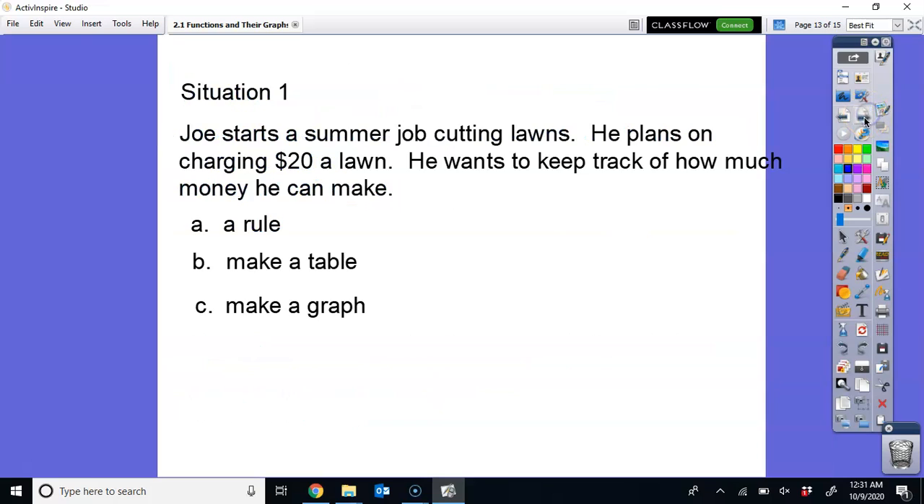You're going to see that we're going to take something even in words and transfer it into something like an equation. Like Joe starts a summer job cutting lawns. He plans to charge $20 a lawn. So the money that he makes would be equal to $20 times the number of lawns that he cuts. This is a function, because if you plug in 10 lawns, you're going to get $200. If you plug in 10 again, you're going to get 200 again.